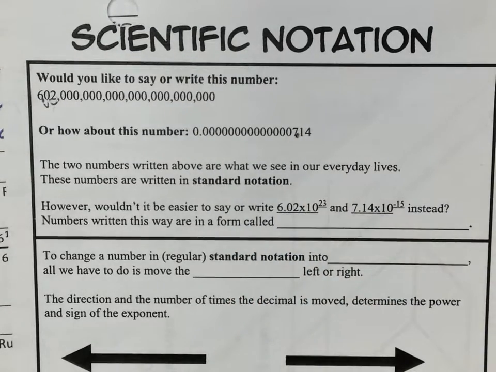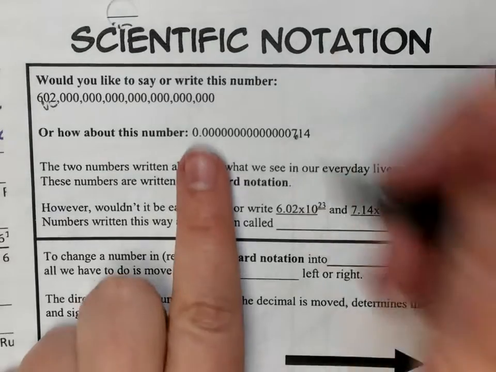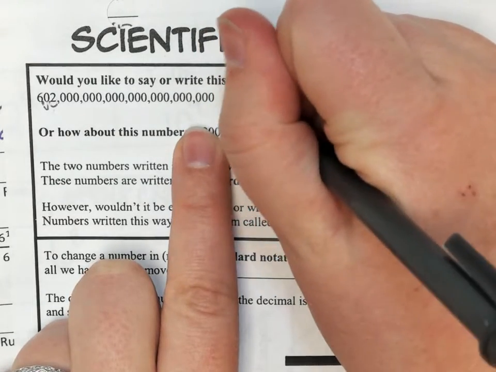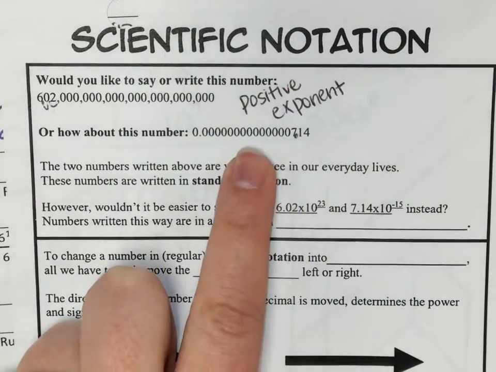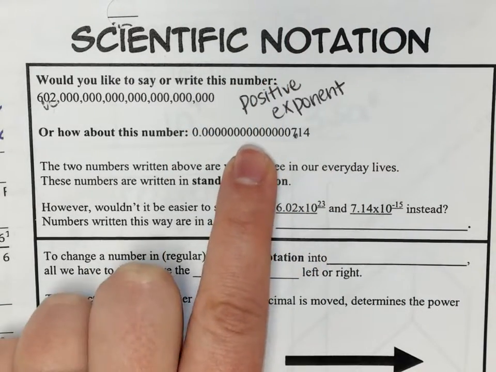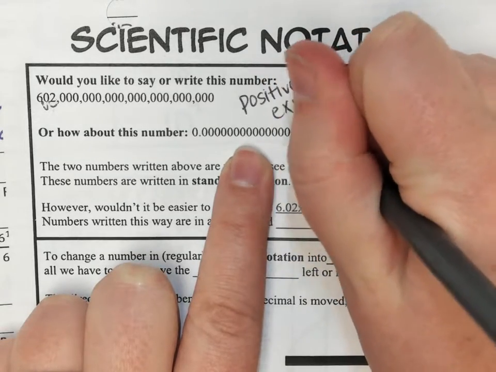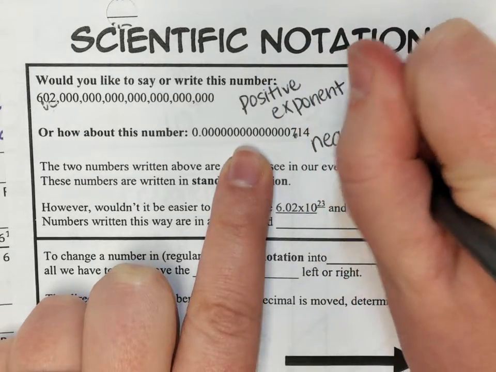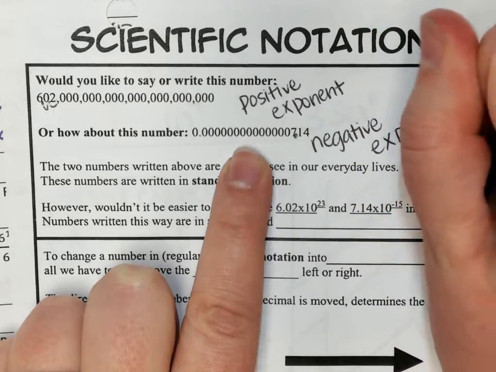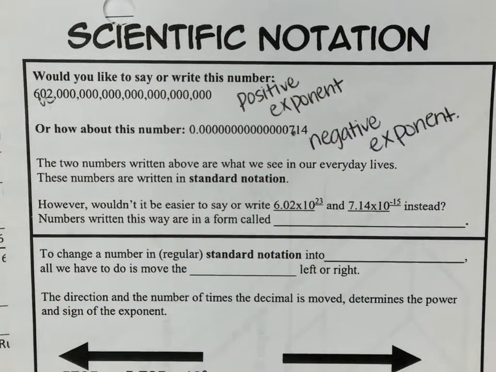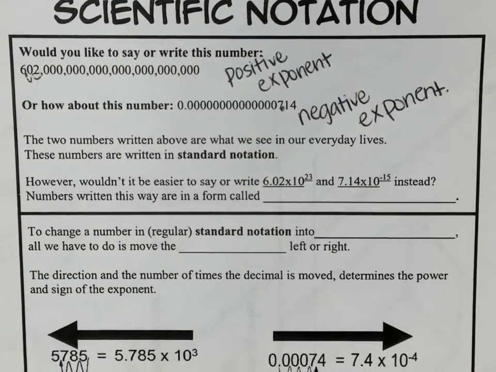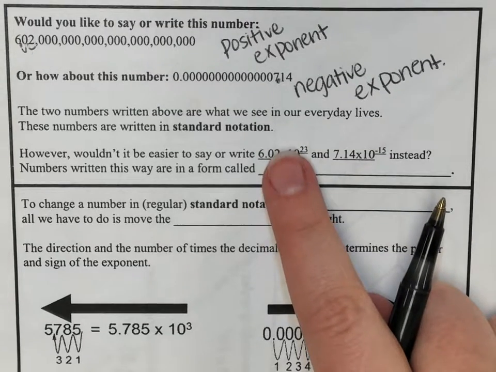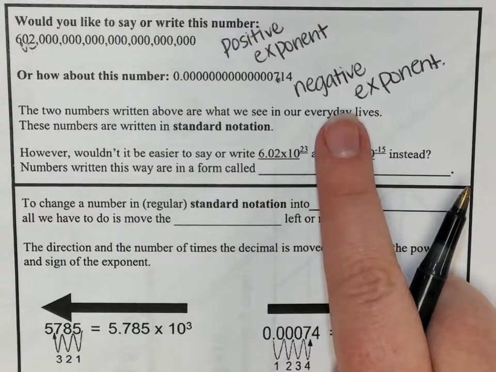Now, here's my trick. If you have a really, really, really big number, just a big number in general, it's going to have a positive exponent. If you have a small number, meaning it's less than 1, it's going to have a negative exponent. This is the easiest way, just in my opinion, to remember, and this is the way that I use, okay? Positive exponent for big numbers, negative exponents for small numbers.